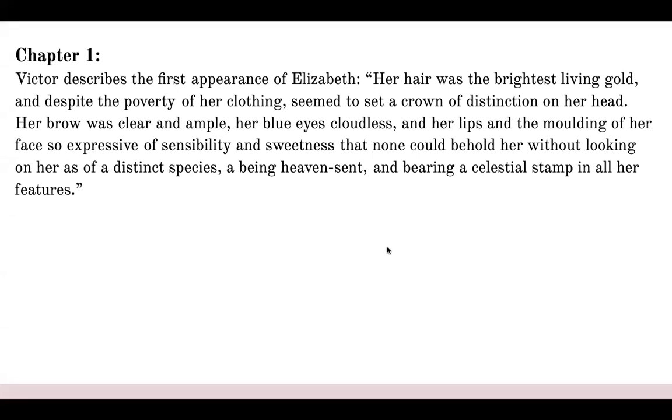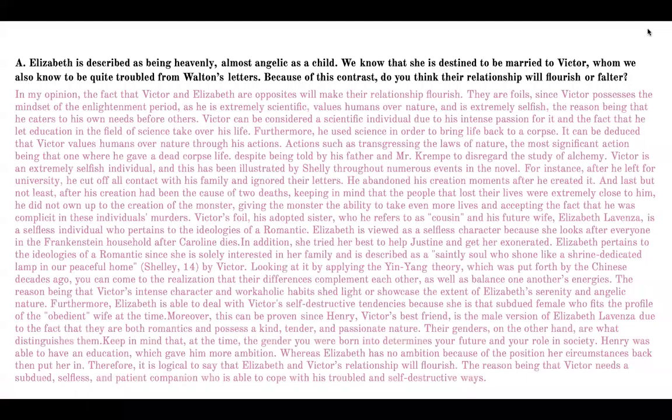So now let's answer specific questions based on that quote. First, Elizabeth is described as a being heavenly, almost angelic as a child. We know that she is destined to be married to Victor, who we also know to be quite troubled from Walton's letter. Because of this contrast, do you think this relationship will flourish or falter?